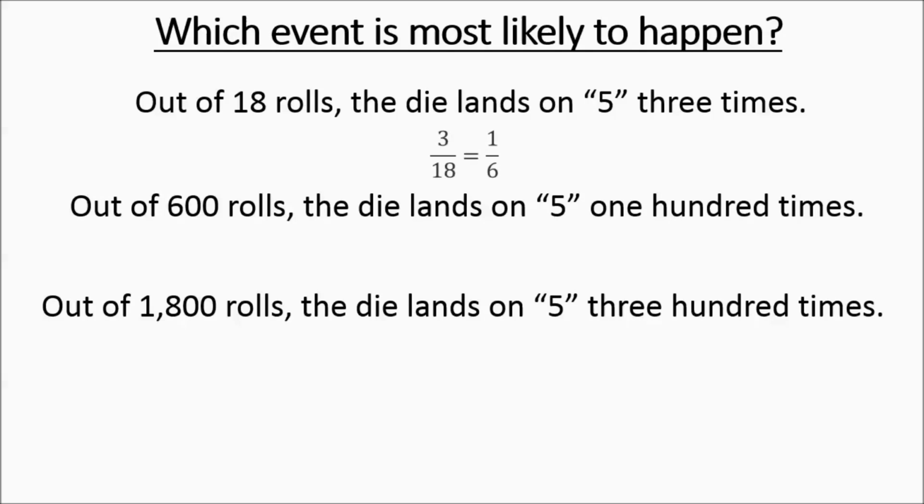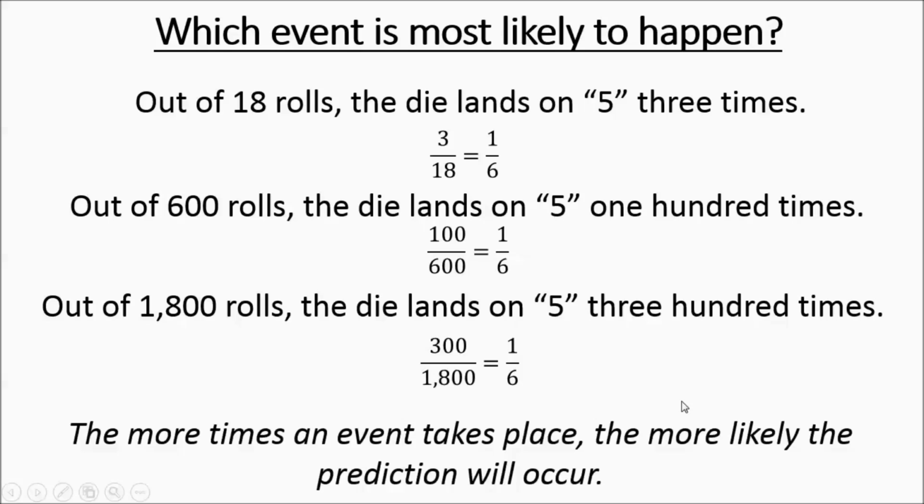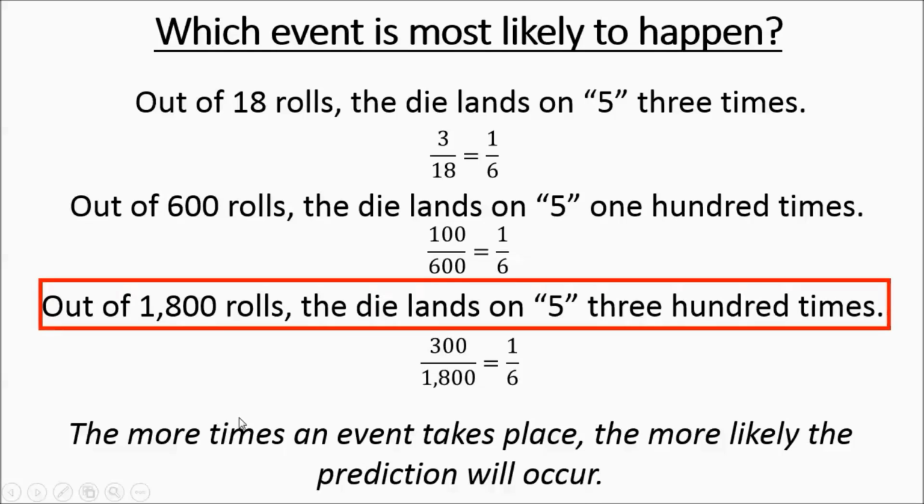Well, once again, if we set up these ratios in lowest terms, they all work out to the same thing. The one that's most likely to occur, though, the more times an event takes place, the more likely the prediction will occur. So the one that had the most trials was this one. The more you do something, the more likely you're going to get that theoretical probability.